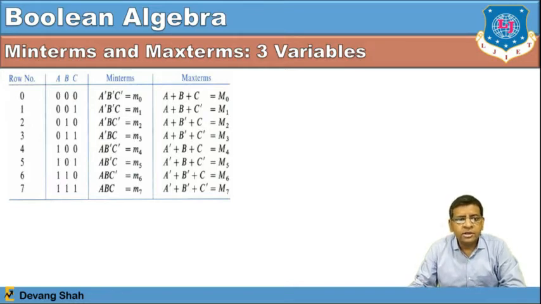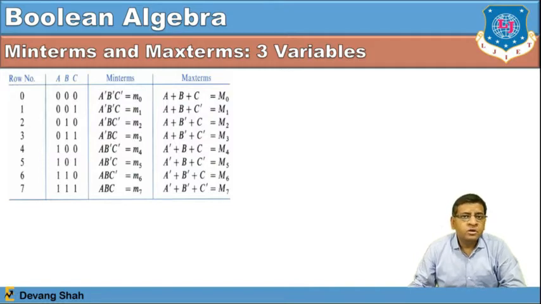From that, min terms are defined like this. The first in the sequence is ABC equal to 000. So I can define the min term as A dash into B dash into C dash. What's the final answer? A dash into B dash into C dash. Since A, B, C is 0, 0, 0, the answer must be 1. So always remember the answer of a min term must always be 1.